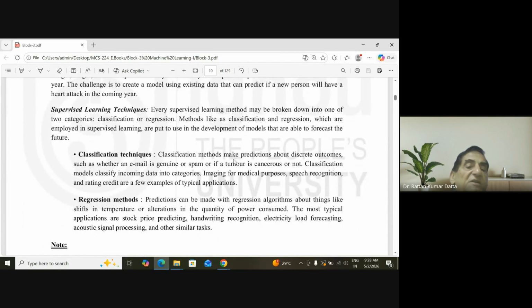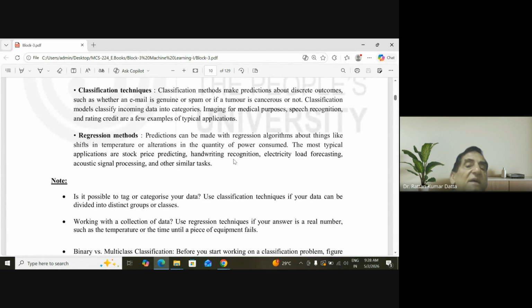So classification techniques and regression methods. The classification method makes predictions about discrete outcomes, such as whether an email is genuine or spam. You are automatically sending some mails you don't see every day to spam, but you have to check spam also, because sometimes it gets very useful mails that come once in a while from your friends and all that.